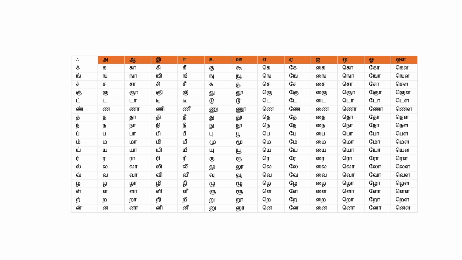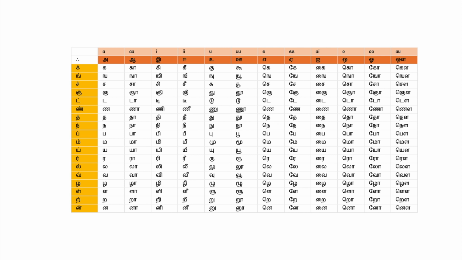This top row, these are all the vowels in Tamil. And these are the corresponding letters in English. So from left to right we have A, I, U, E, I, O, O. And on the left we have all the consonants in Tamil. And this is what they sound like in English.